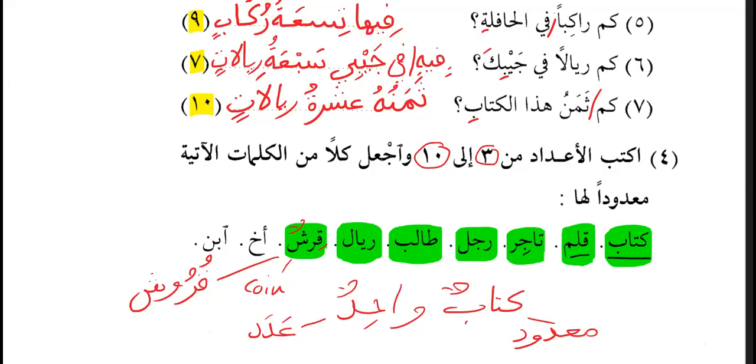أربعة قروشٍ. خمسة قروشٍ. ستة قروشٍ. سبعة قروشٍ. ثمانية قروشٍ. تسعة قروش. عشرة قروش. نعم جيد. أبو يوسف, أخ.